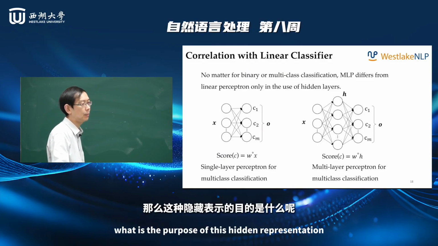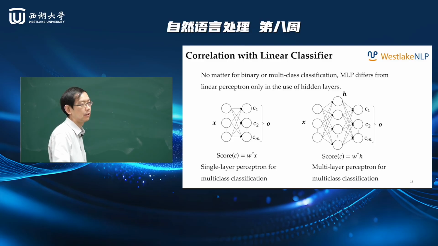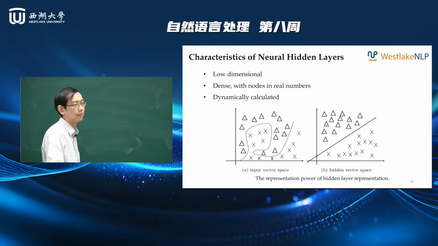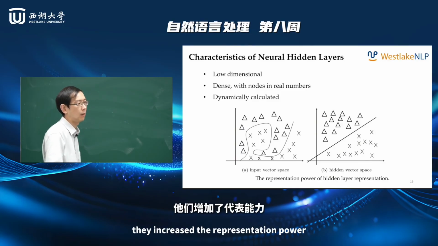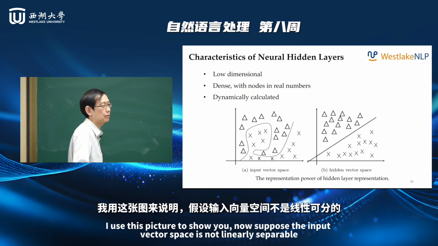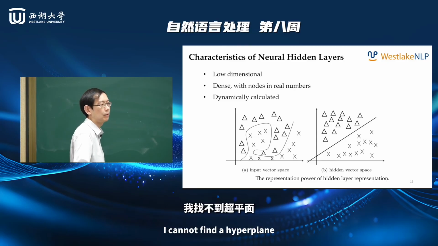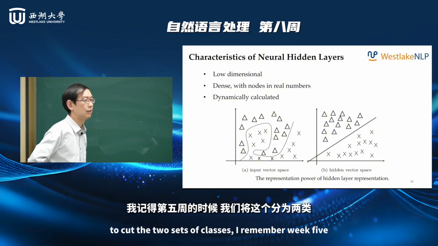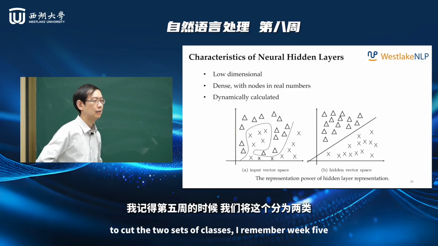So, what is the purpose of this hidden representation? The abstract feature we learn. Okay, I mentioned to you earlier that they make the multi-layer perceptron non-linear, right? So they actually increase the representation power. I use this picture to show you. Now suppose the input vector space is not linearly separable, okay? I cannot find a hyperplane to cut the two sets of classes, right? Remember week 5?